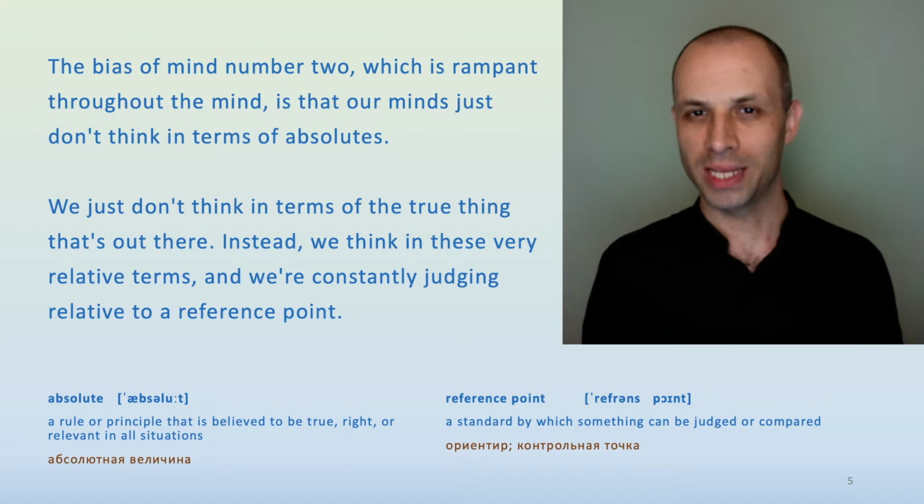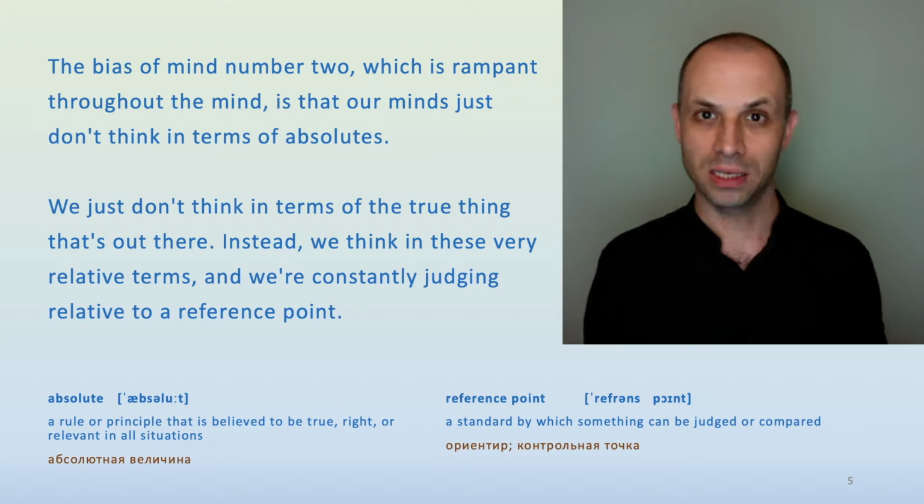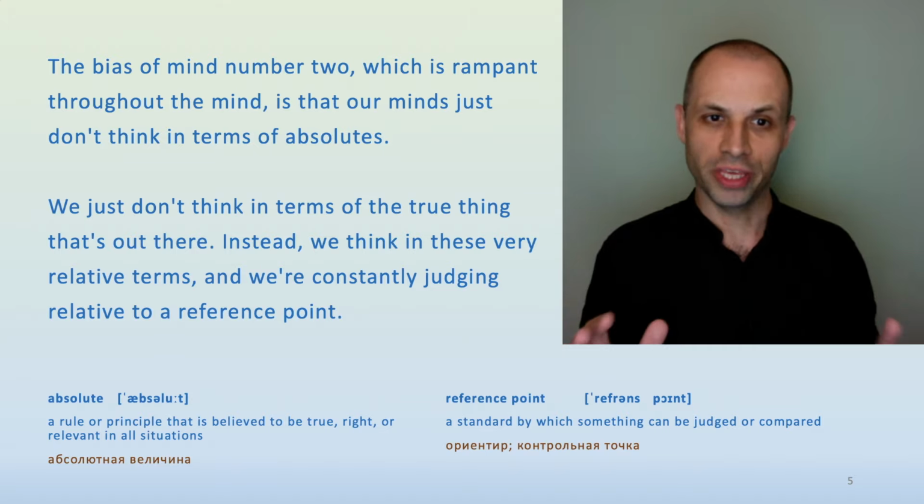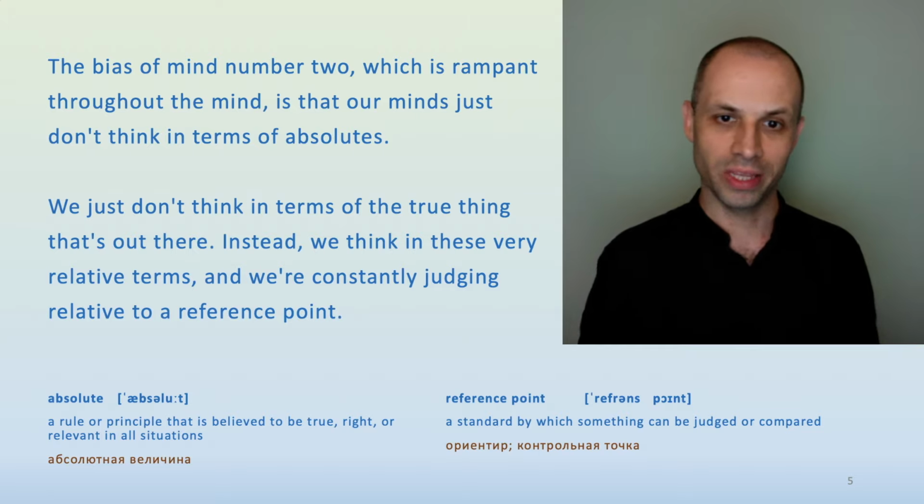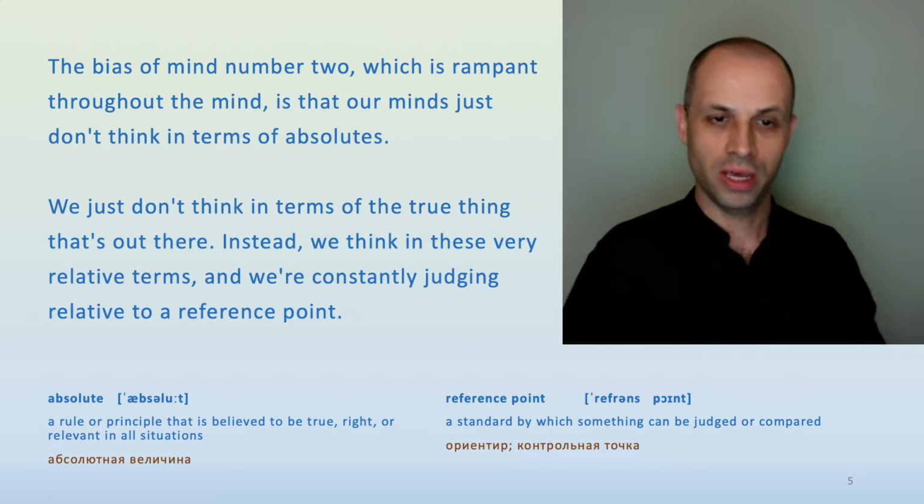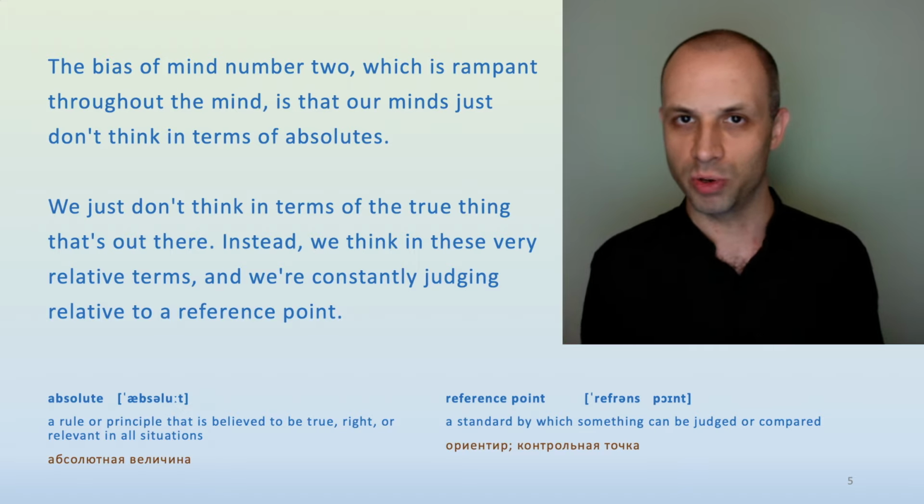The bias of the mind number 2, which is rampant throughout the mind, is that our minds just don't think in terms of absolutes. We just don't think in terms of the true thing that's out there. Instead, we think in these very relative terms, and we are constantly judging relative to a reference point.